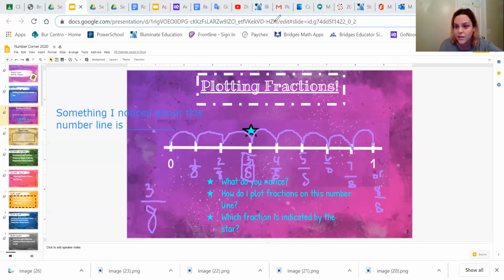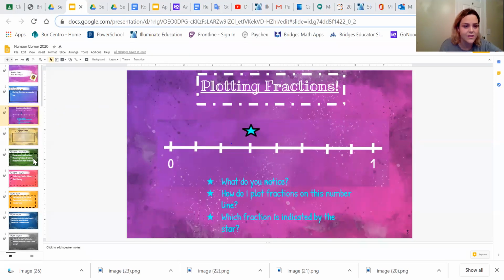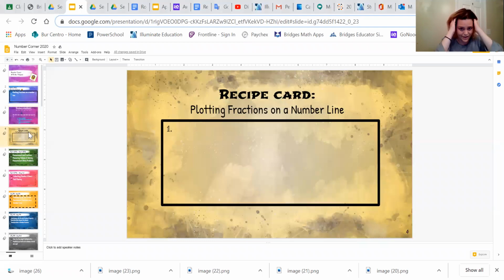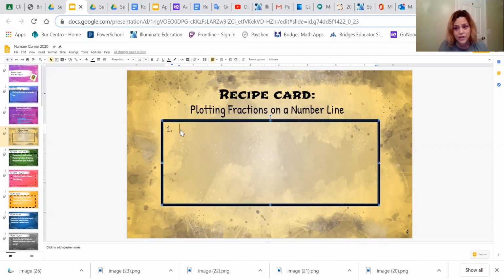I'm gonna clear this drawing, clear all drawings. And let's go to the next page. We're gonna make a recipe card. So this is step by step, what do we do, right? So the first thing we did really was that we noticed, and you're gonna write this down. I want you to write recipe card at the top, plotting fractions on a number line, and every single thing I write on this recipe card, I want you to jot it down as well. So we noticed a number line. So we notice and analyze how the number line is drawn. Okay, that's number 1, right? We want to notice things.